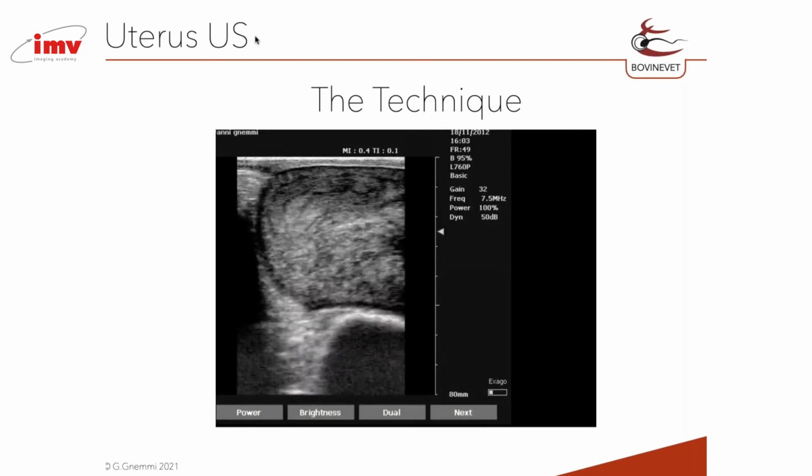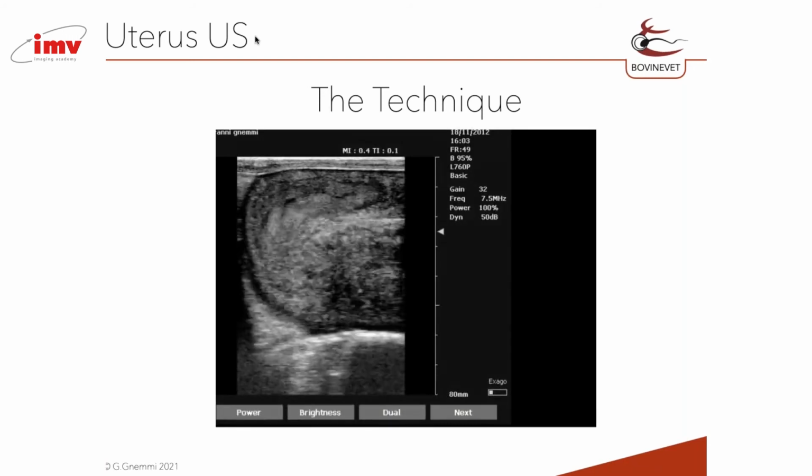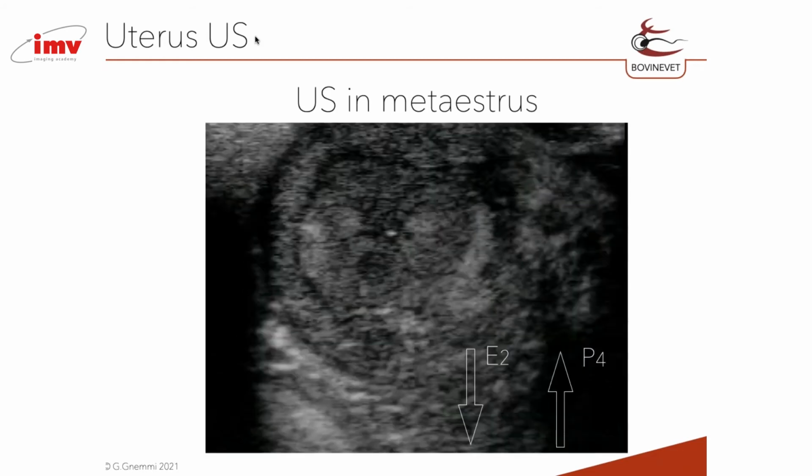Well, here are the movies, and you can see that it's possible, even with a probe of 8, 10, 11 centimeters, to see everything without any problems. Well, I was saying that if we want to check for uterine pathologies, first of all, we have to know very, very well the physiology of the uterus.